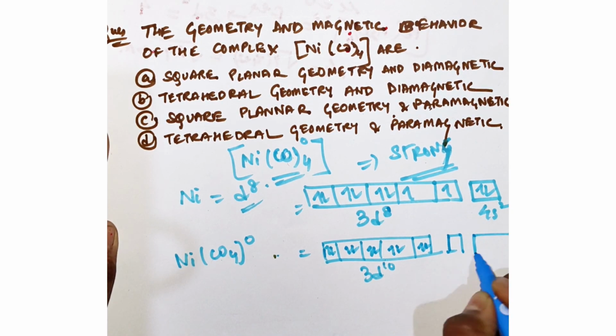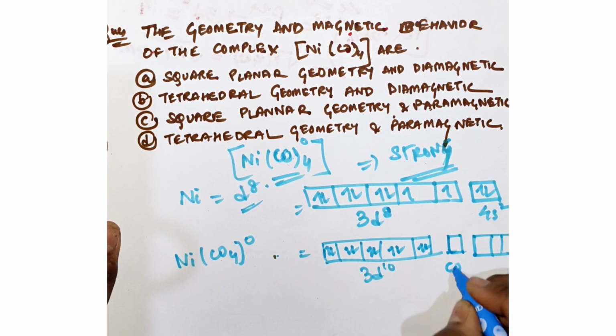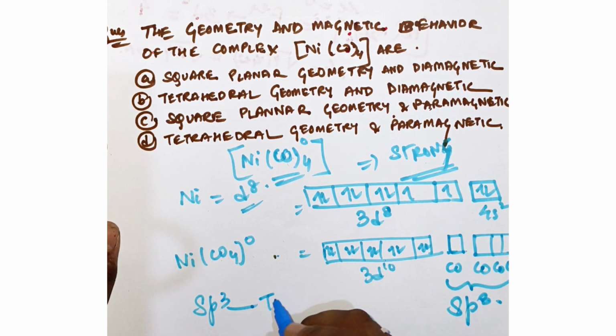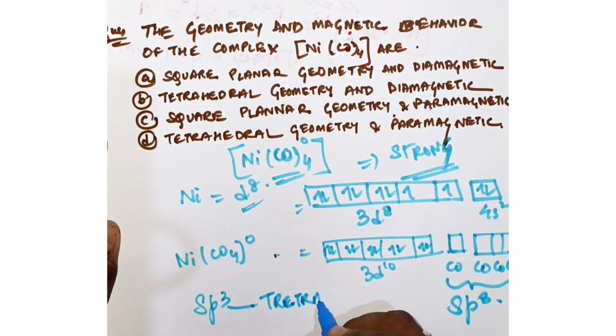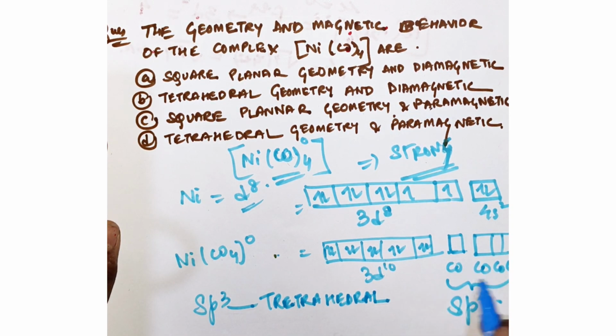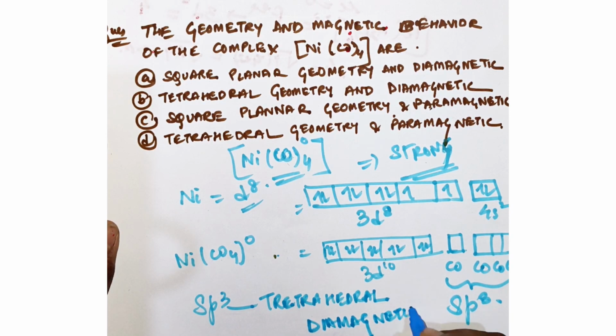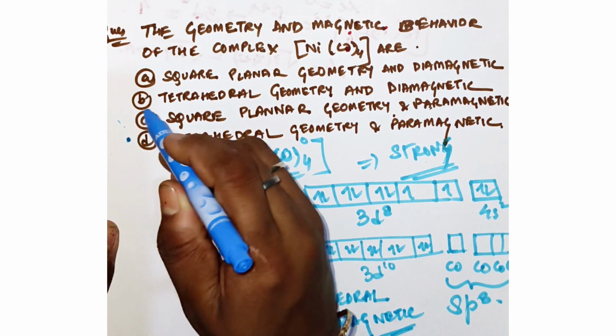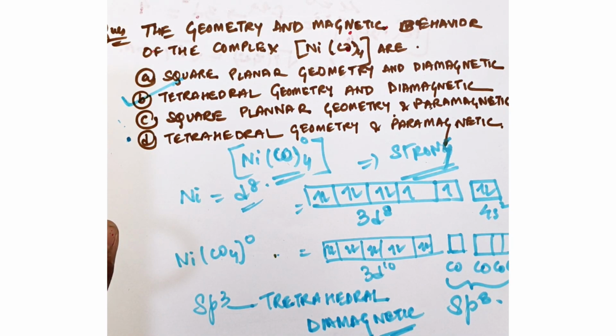Now the empty s and p orbitals are left, so CO, CO, CO, CO, it forms sp3. If it is sp3, it is tetrahedral. Since it has used the outer orbitals, it is tetrahedral, and since the electrons are paired, it is diamagnetic. So it is tetrahedral geometry and diamagnetic. Number B is your answer.